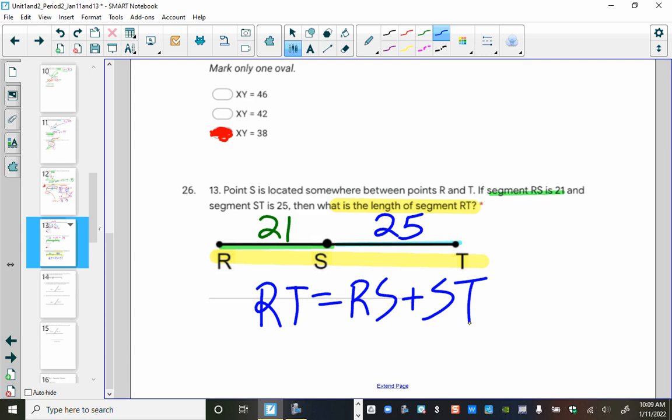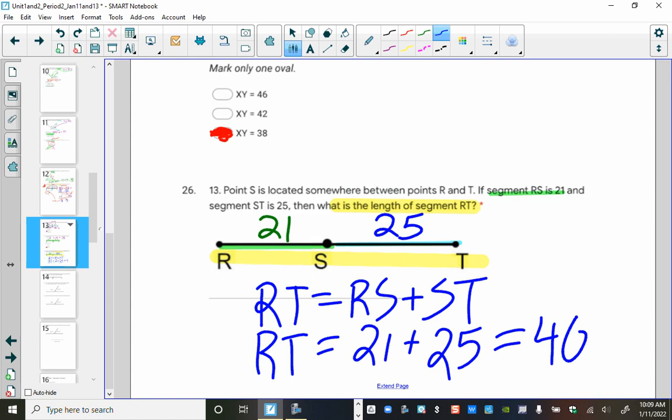And what you could always do for problems like these, do you see the entire distance? Split it into the two smaller parts. You can always do that. And it's going to be important, especially for the next problem. In this case, all you do, just add them up. What's 21 plus 25? You add them up, what do we get? 46. So RT is going to be 46.